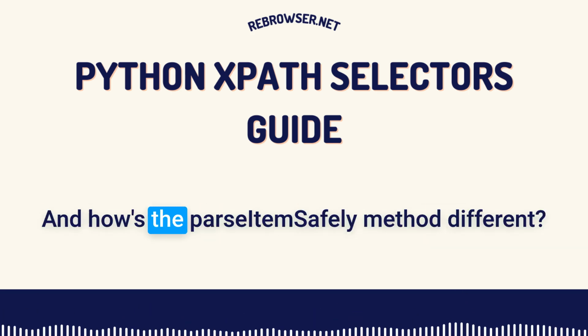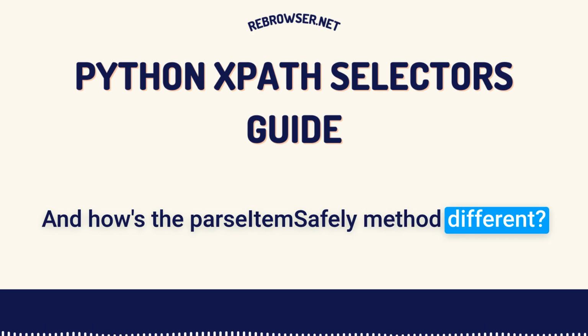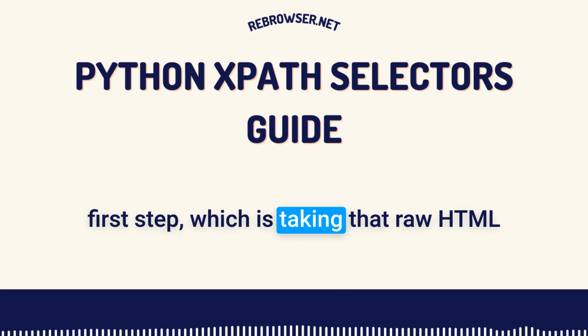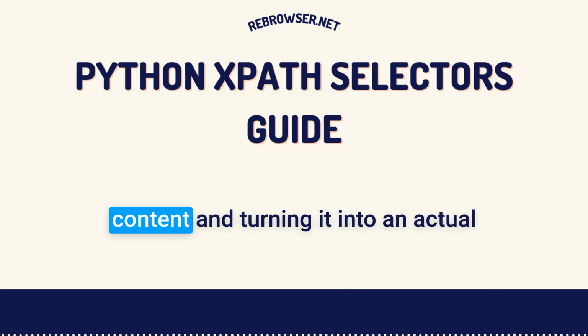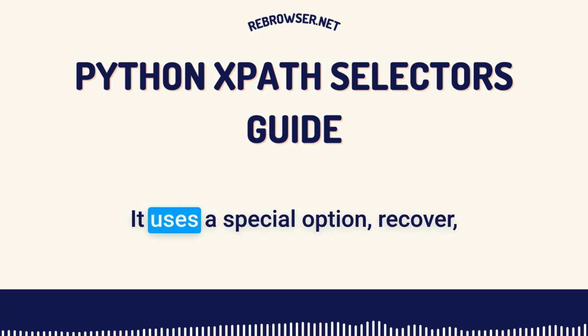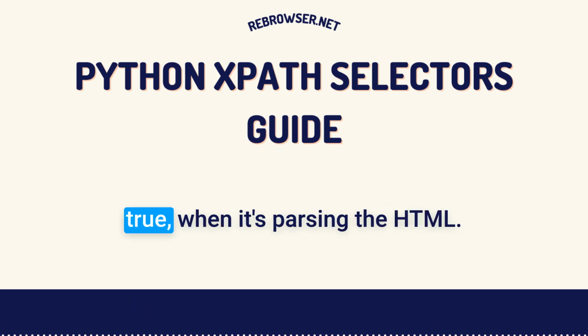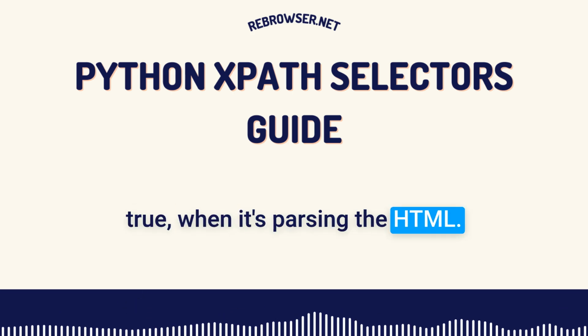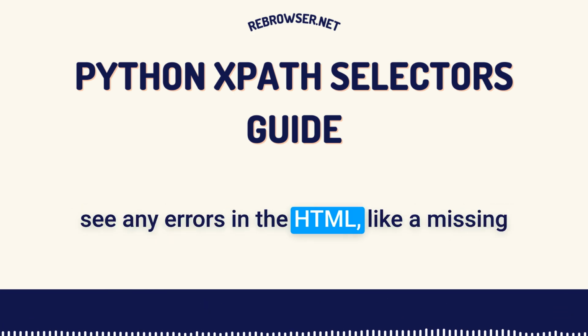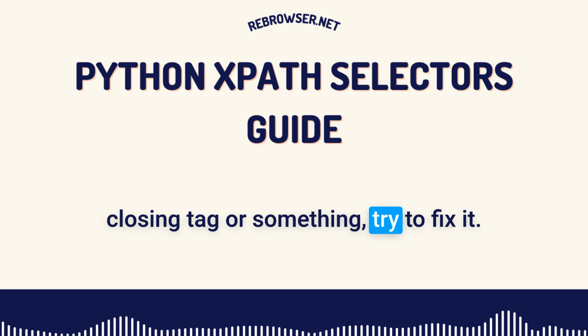Makes sense. And how's the parse it safely method different? So parse safely focuses on the very first step, which is taking that raw HTML content and turning it into an actual usable tree that LXML can work with. It uses a special option, recover=True, when it's parsing the HTML. And this basically tells the parser, hey, if you see any errors in the HTML, like a missing closing tag or something, try to fix it.